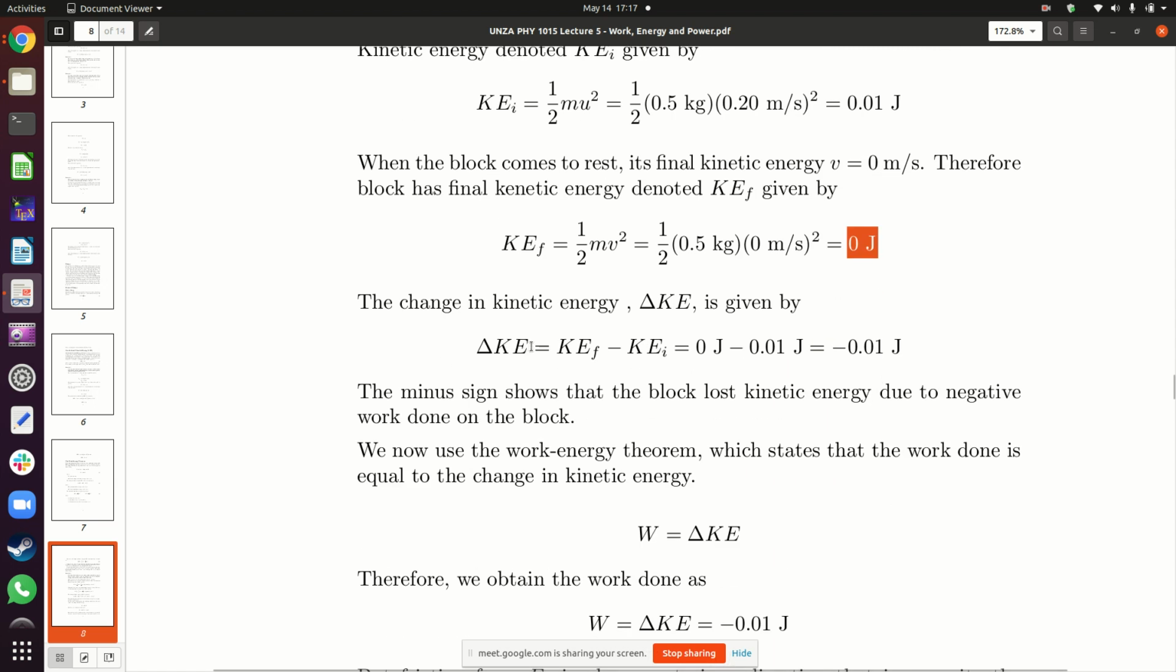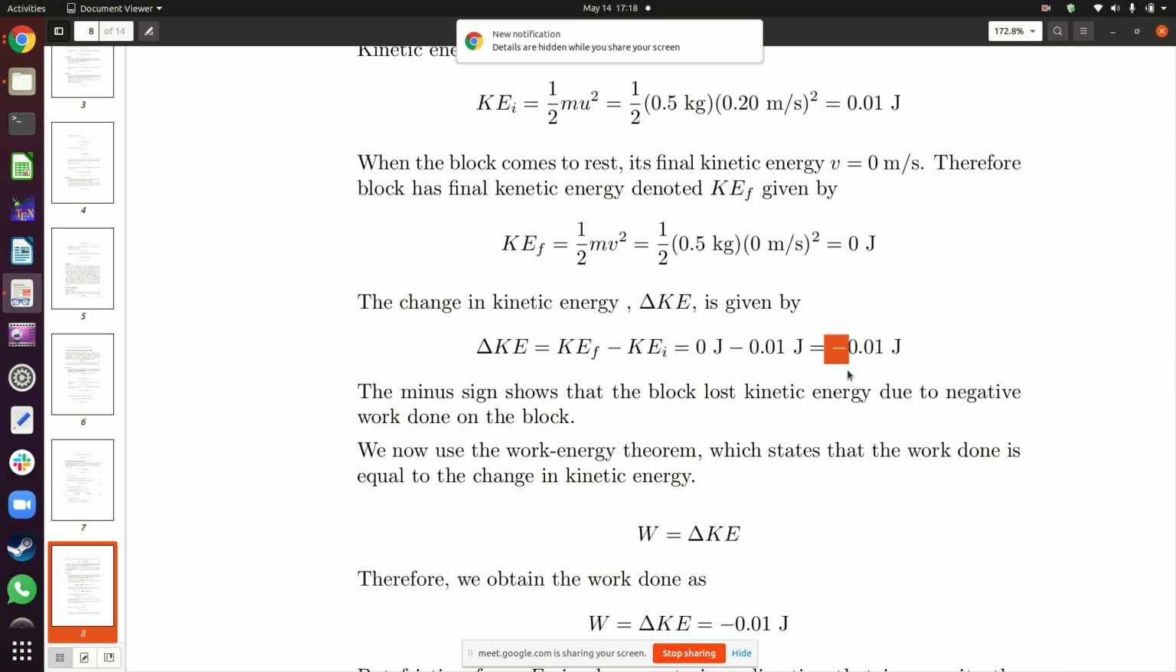The change in kinetic energy is equal to the final kinetic energy minus the initial kinetic energy. In this case, the final is 0 joules minus the initial, which is 0.01 joules, giving us a change in kinetic energy of minus 0.01 joules. So the change in kinetic energy, as you can see here, is negative. This negative means that during the process of this object sliding to a stop, it lost kinetic energy.